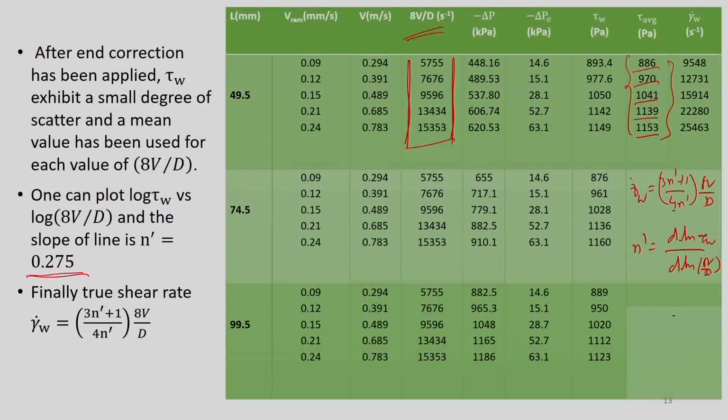Now, whatever 8V by D values are there, you multiply by the factor (3n' + 1)/(4n') in order to get the true shear rate. So, this is how we have to make corrections for the entrance effect. For exit effects, there is no correction method available, and in general they are assumed to be small or negligible compared to the entrance effect, especially when the length of the capillary is large enough.